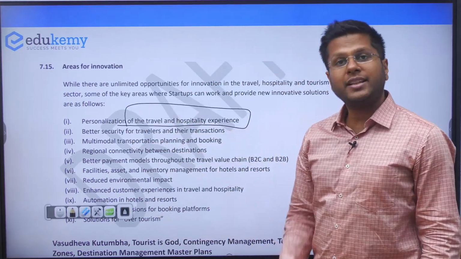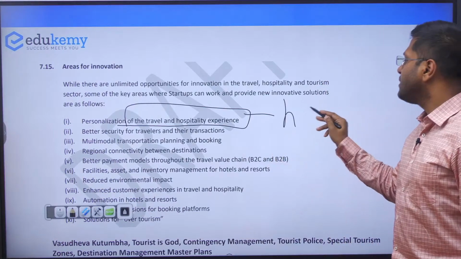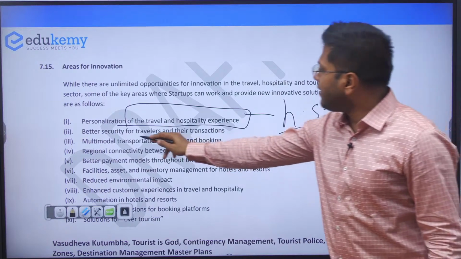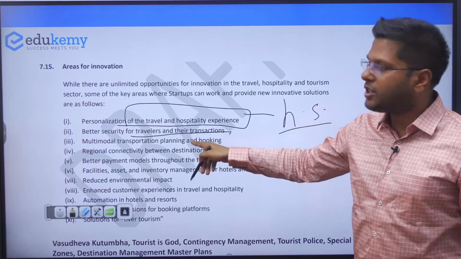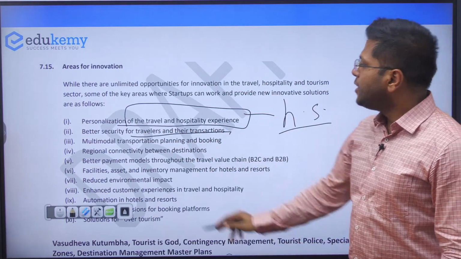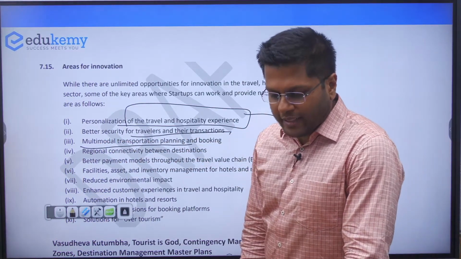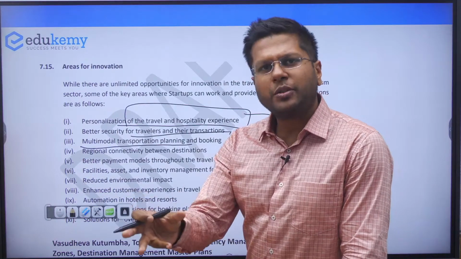The way I want. For example, I would like to stay in homestays. Please provide that to me, personalized. Better security for travelers and their transactions. So tourist police. These are innovations that are required. Multi-modal transportation planning and booking. Is it not true that we want to travel through multiple modes also at places, right?